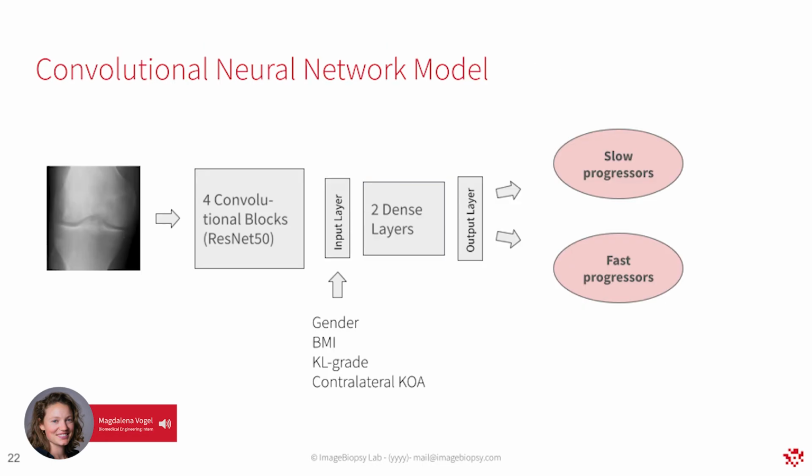To now add the radiograph to the model, we used a convolutional neural network, whose architecture was based on the ResNet-50. After the 4 convolutional blocks, I added an input layer where we could add the gender, BMI, and KL grade of the knee and the contralateral knee. We did not use the sclerosis or OARSI score because this information should actually already be contained in the X-ray. And this model could then classify between the slow and the fast progressors.